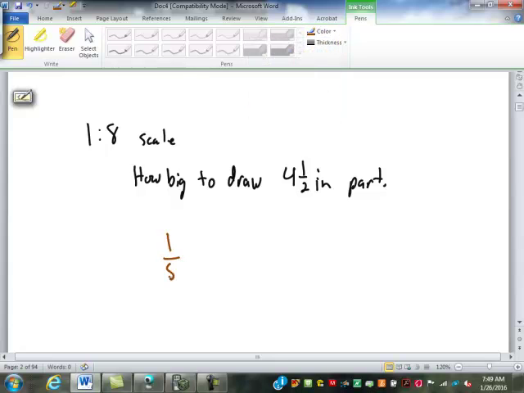So 1 to 8, where does the 4.5 go? It goes on bottom, because the 8 is the actual, right? So now 1 times 4.5 divided by 8.